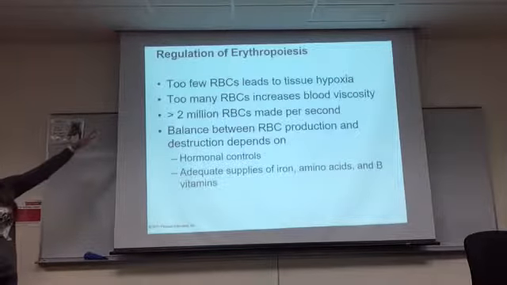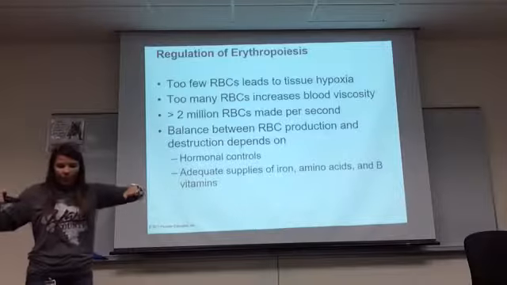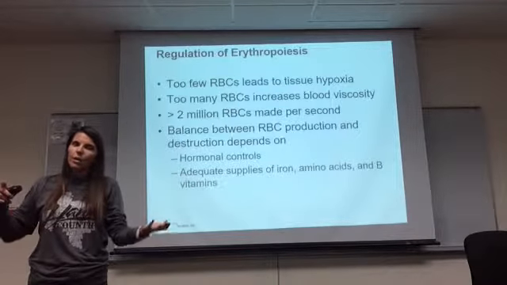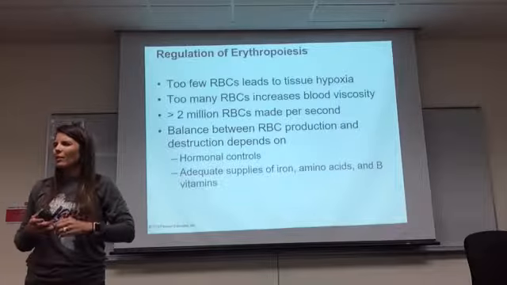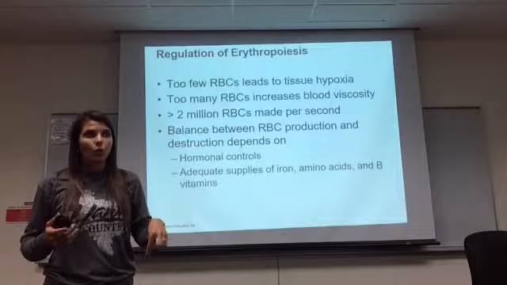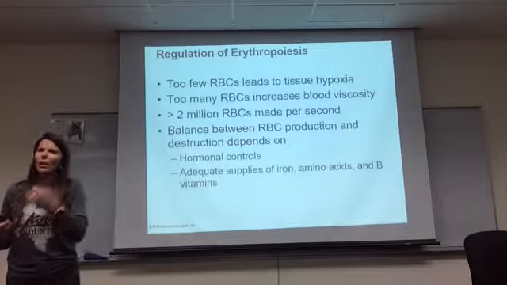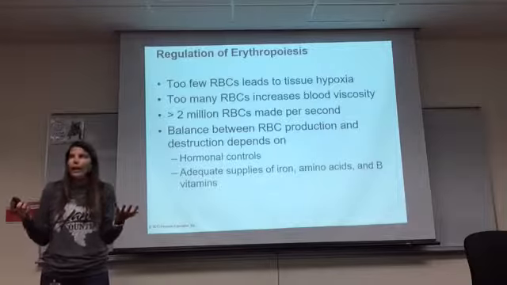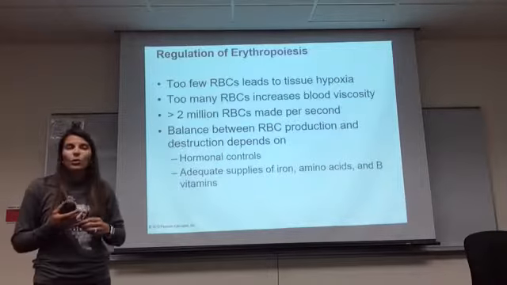But we want the homeostatic level. If you have not enough red blood cells, then you don't have enough oxygen, so you're hypoxic. And what's hypoxic? Your oxygen levels are low, right? And if you have too many red blood cells, that becomes a problem because your blood's way too thick. It's too viscous. Okay, so that becomes an issue.